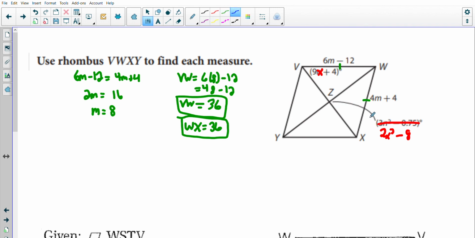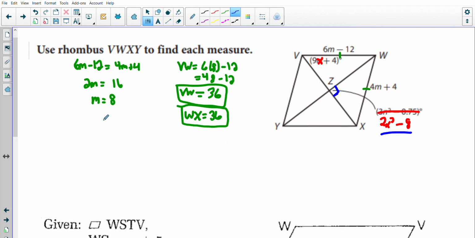Okay, so here's the other thing. If this is a rhombus, that means that this is a 90-degree angle, right? And it's giving us this in terms of x, right? So 2x squared minus 8. So I would write this out as 2x squared minus 8 is going to be equal to 90 degrees. If I add 8 to both sides, this is Algebra 1 review now, I get 2x squared equals 98. Dividing by 2, I would get x squared is going to be equal to 49.